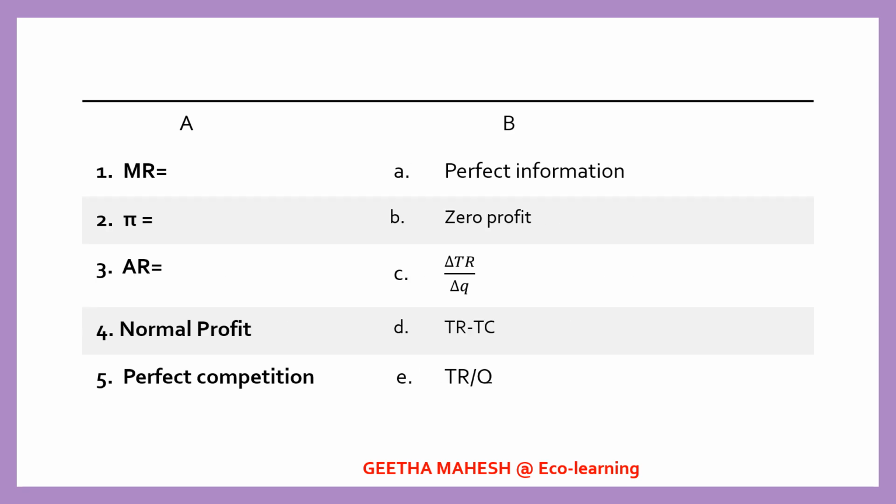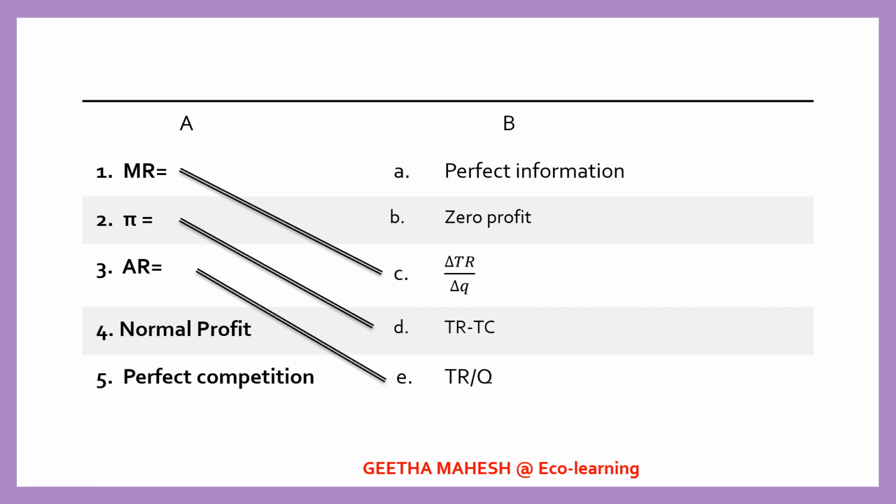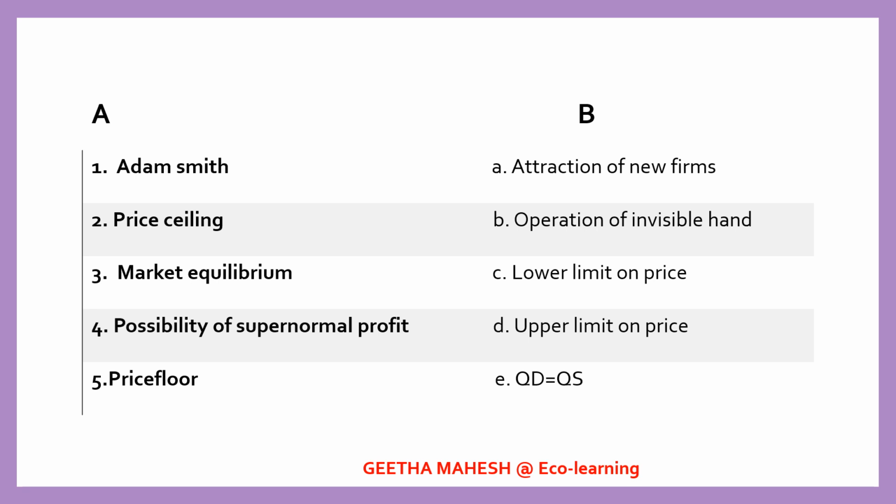One more question on match the following. MR equals delta TR divided by delta Q. Pi is denoted for profit. So profit equals TR minus TC. AR equals average revenue. Average revenue is nothing but TR divided by Q. Normal profit, for zero profit condition, we call it as normal profit. Perfect competition, perfect information.